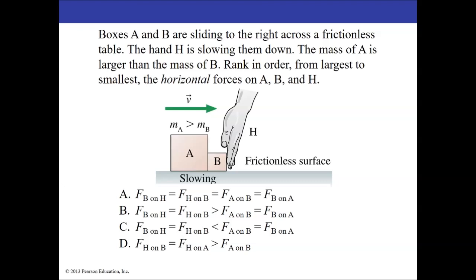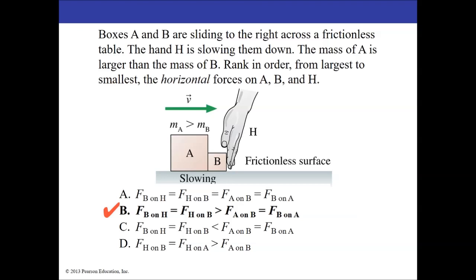But I will tell you that the answer here is B. Okay, so what's going on here? Well, the hand is trying to stop 2 blocks, right? So that means the force on the hand must be the largest. Of course, the force on the hand, due to Newton's third law, is going to have to be equal to the force of the hand on B. So F of B on H and F of H on B are equal due to Newton's third law. The hand is trying to stop both blocks, so the magnitude of that force is going to be larger.